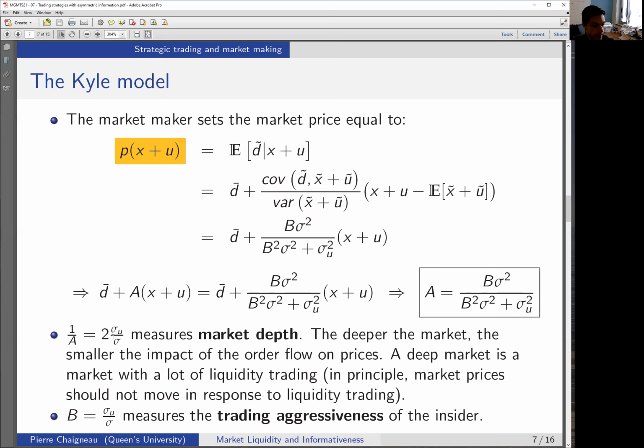And so here what we have is that market depth is decreasing in this informational advantage. In other words, market depth is decreasing in the amount of information asymmetries. And it makes sense. If there are lots of information asymmetries, it means that trades are, all else equal, more informative because the market maker has more to learn from prices. But then market prices will be less liquid because it would be more likely that the market maker would be on the wrong side of the trade.